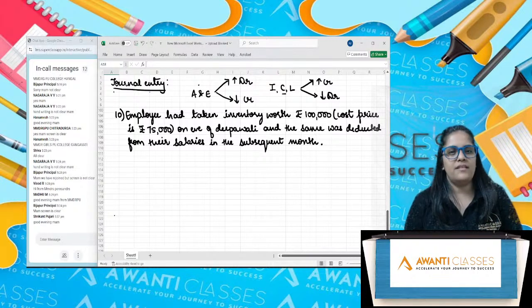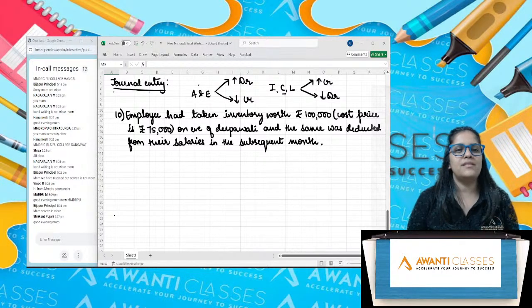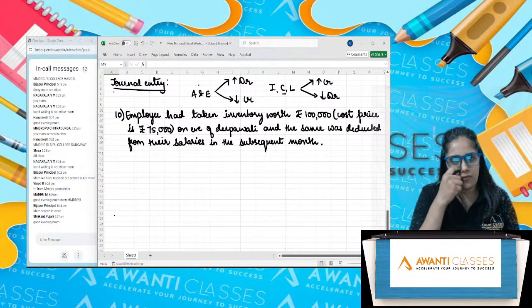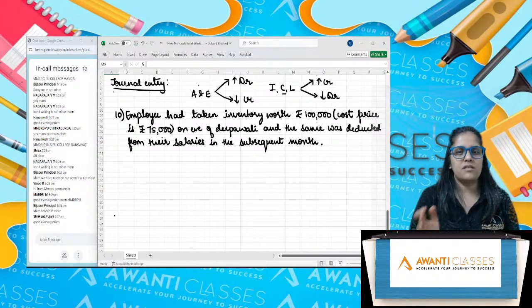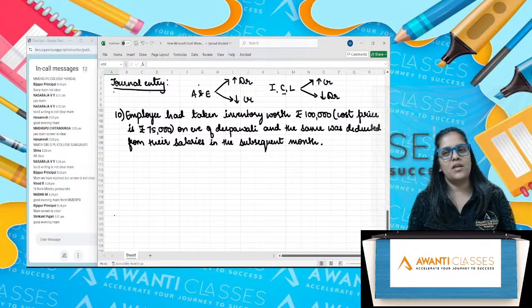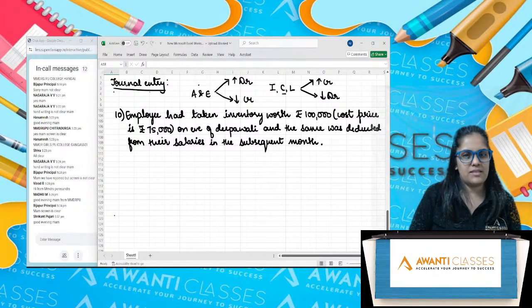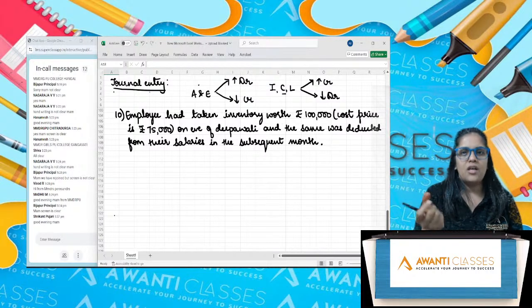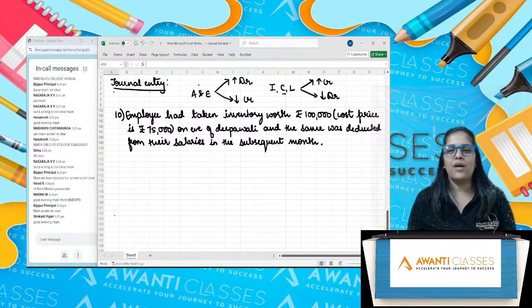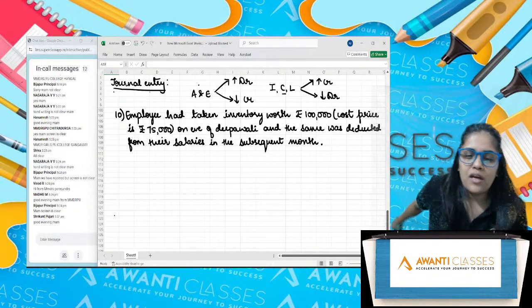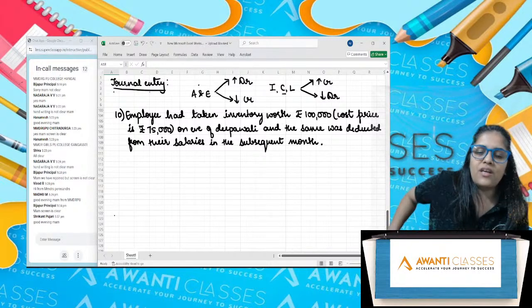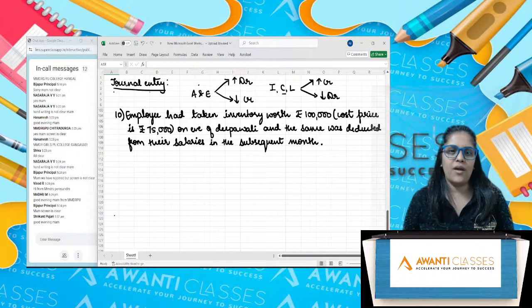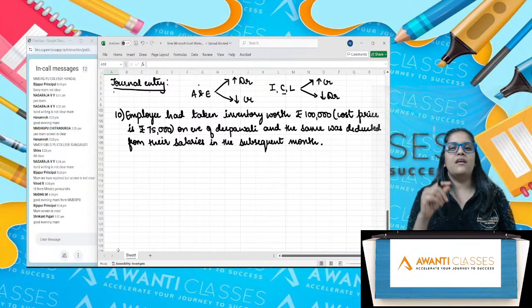Okay, now let's read this. Employees have taken inventory worth rupees 1 lakh, whose cost price is rupees 75,000, on the eve of Deepavali, and the same was deducted from the salaries in the subsequent month. Matlab, basically, this means that instead of giving the employees salary in form of cash, we gave the employees inventory, matlab goods in our business. Instead of giving them salaries in cash, we gave them goods in our business.